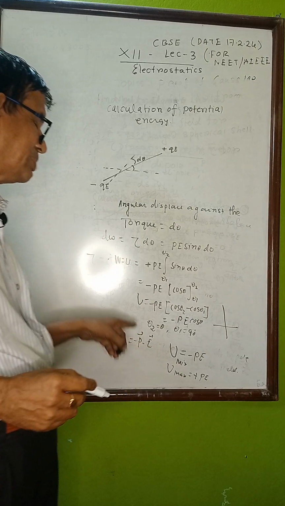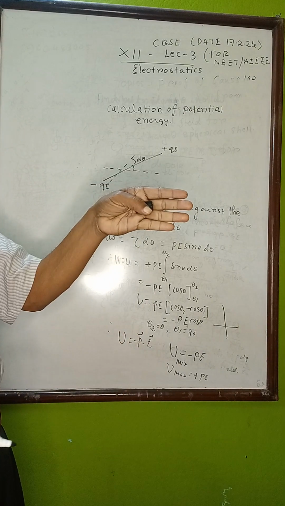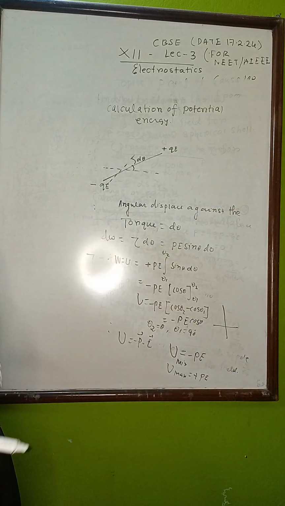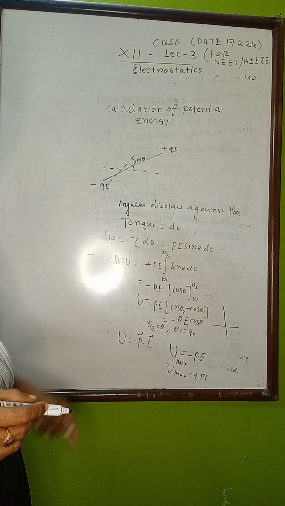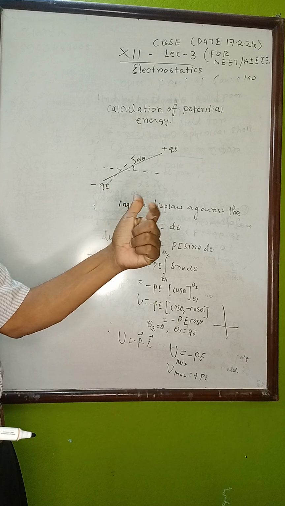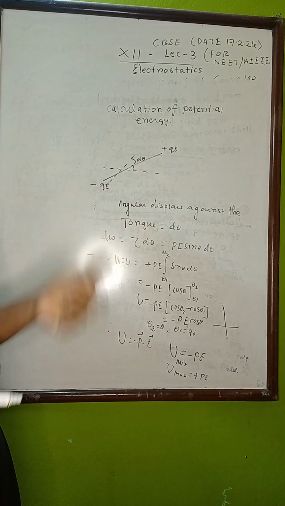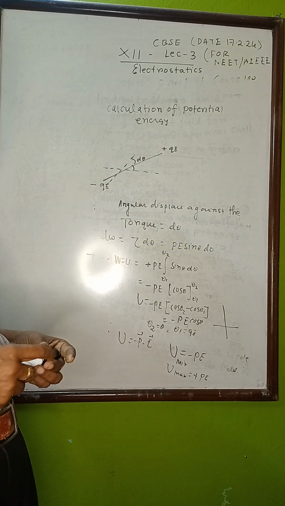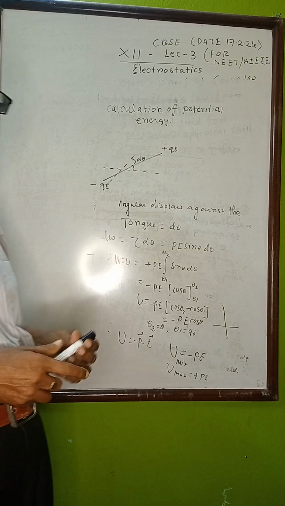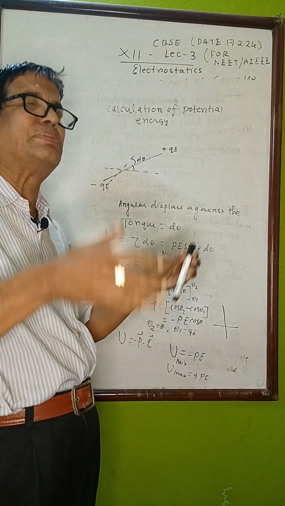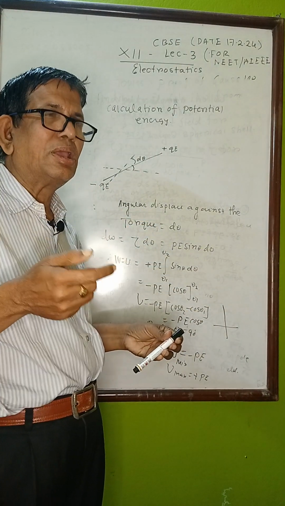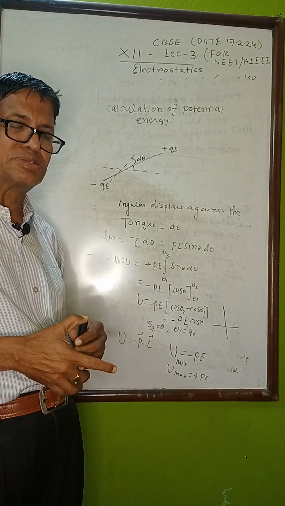Now this potential energy is minimum when the dipole aligns along the direction of the field, that is a stable configuration. But when the dipole is against the field, opposite to the field, there is an unstable configuration with maximum potential energy, because you know in any mechanical system, when potential energy is minimum, that is stability, and for maximum potential energy it is unstable.